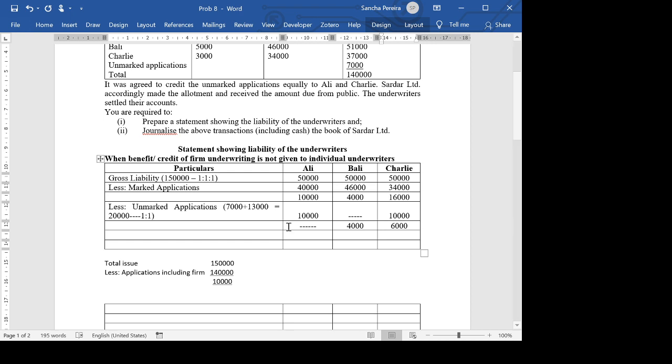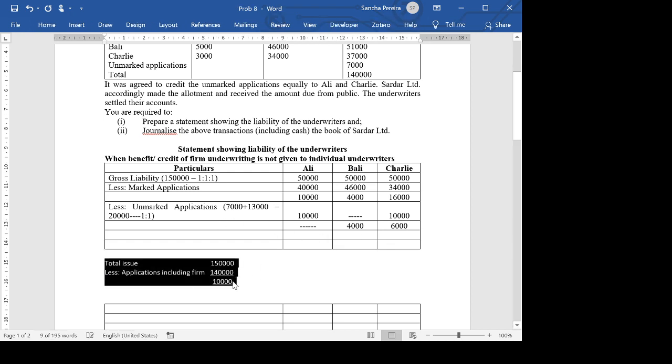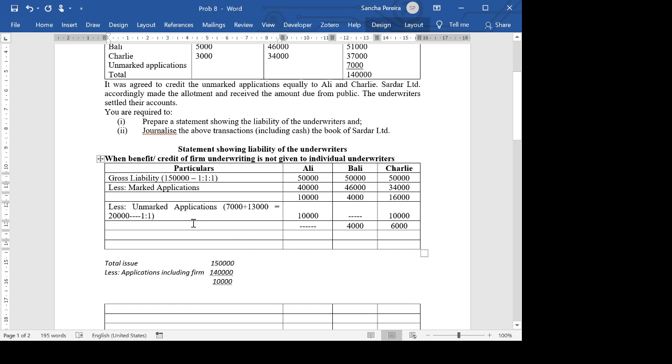Okay, so I think we are on track and we are correct. Our total issue was 1,50,000. Out of 1,50,000, 1,40,000 has already been taken up. 10,000 was not taken up by anybody. So Bali has to take 4,000 and Charlie has to take 6,000. There was no surplus and nothing to be divided. So we call this liability as per agreement.